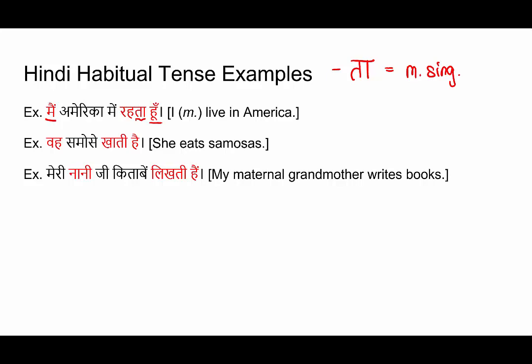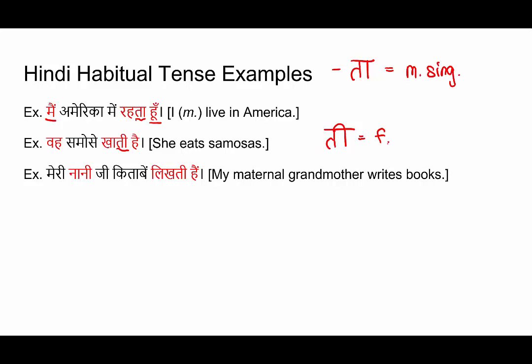वो समोसे खाती है. She eats samosas. So samose is just the plural form of samosa. Now, how do you know that वो means she in this sentence? Well, the modified infinitive uses the suffix ti. And remember, we use ti for a feminine subject. Since vo is the subject of the sentence, that means vo must mean she in the sentence.